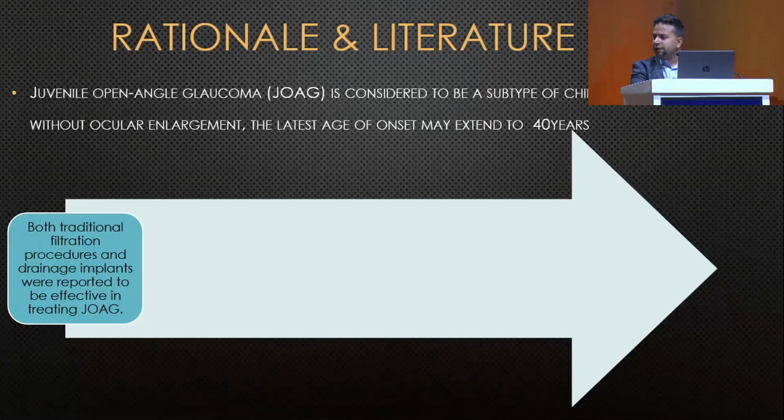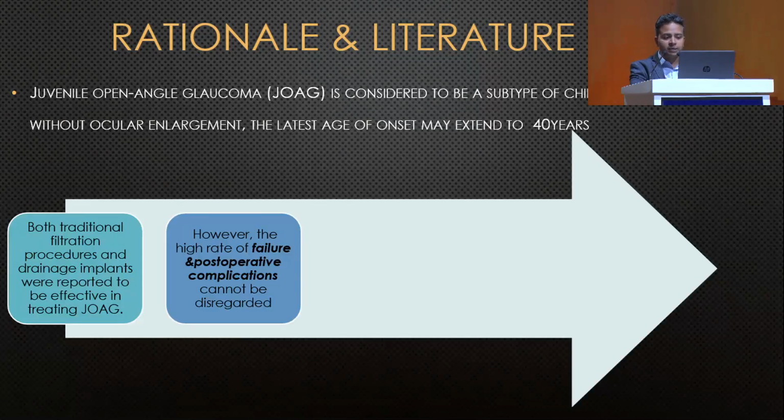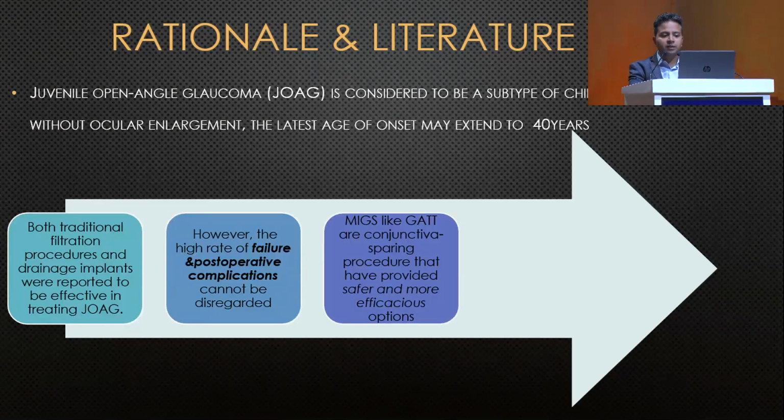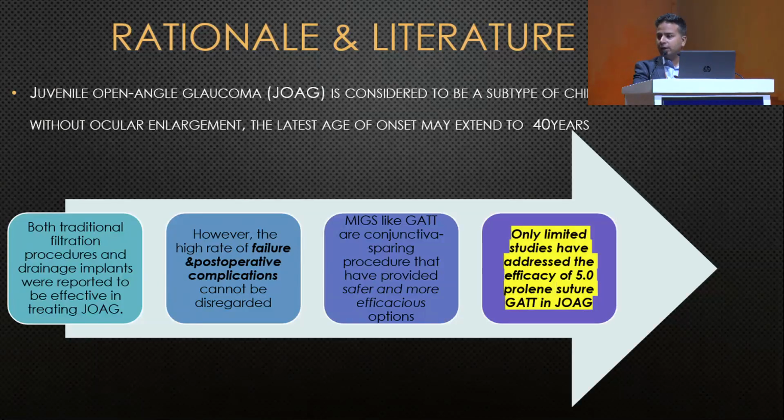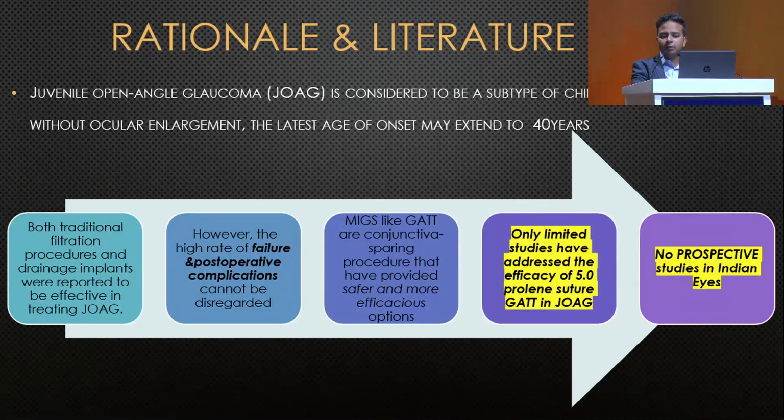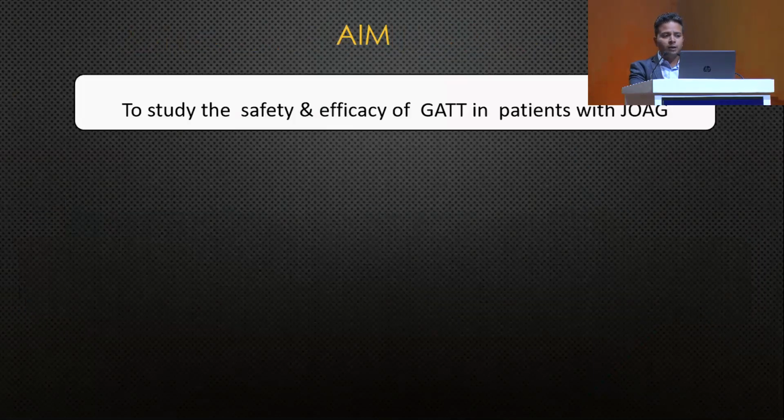Both traditional filtering surgeries and GDD have been seen to work in these patients, but they have high failure rates, and of course, complications. MIGS like GAT are subconjunctiva-sparing procedures, and they have been tested in all types of glaucoma. There is a limited number of studies on their efficacy in GAT and JOAG, and there was no prospective study in the Indian population. So, our study aimed to assess the safety and efficacy of GAT in patients with juvenile open-angle glaucoma.